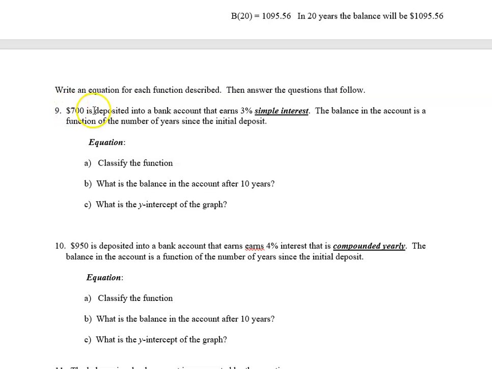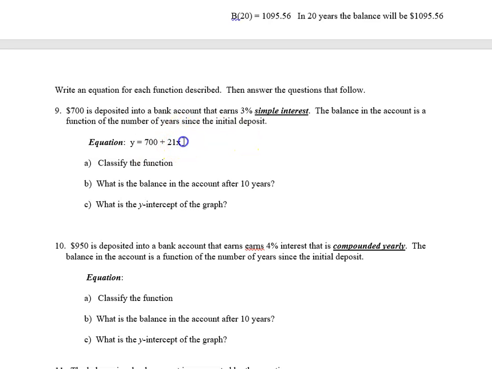This time we have $700 deposited into an account earning interest. You do need to put y equals, b equals, a of x equals, something equals. So I'm going to say y equals, and then I'm going to start with $700. And since this is simple interest, I'm going to add a certain amount each year. Well, it's 3% simple interest, so you would simply multiply the $700 by 0.03 to see how much simple interest you're going to earn, and it's exactly $21. So it would be 700 plus 21x for your equation.